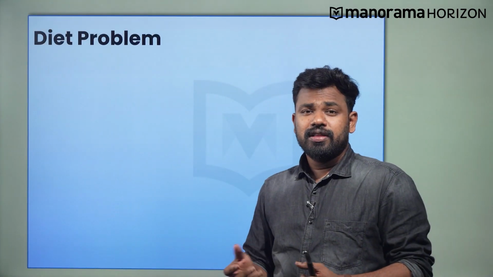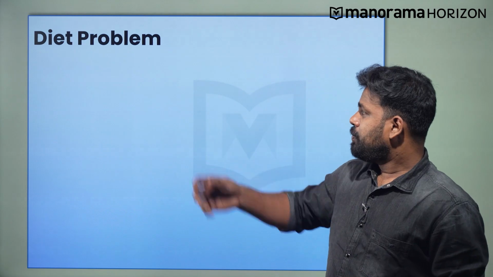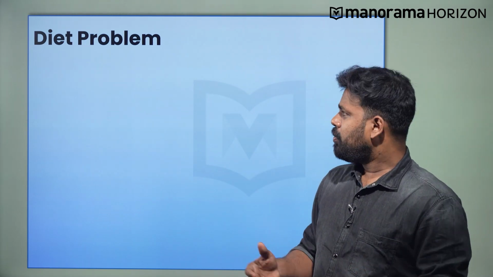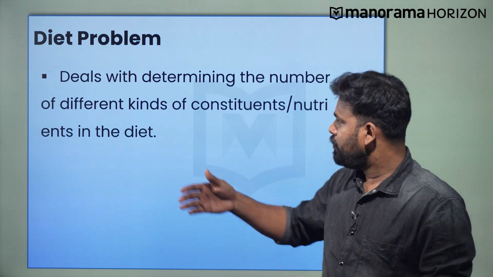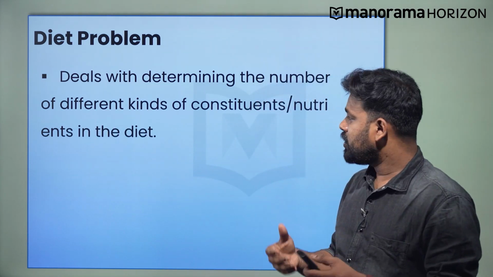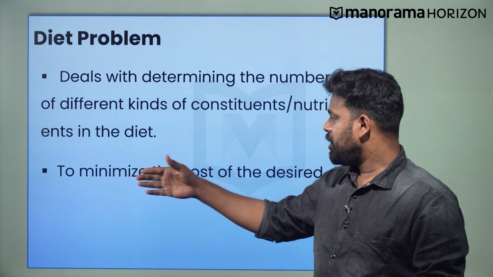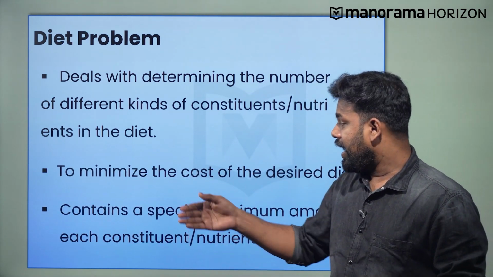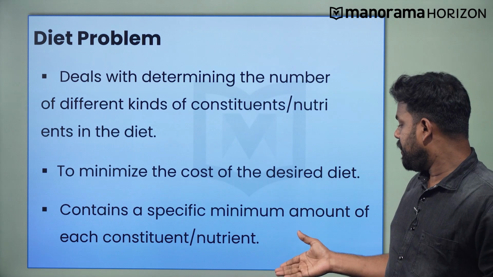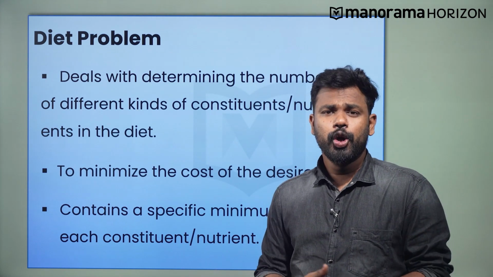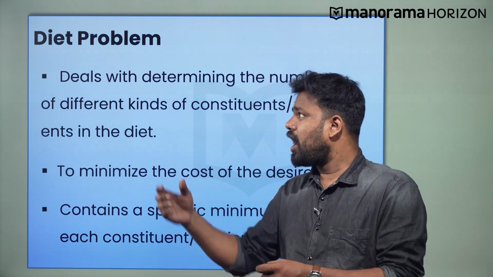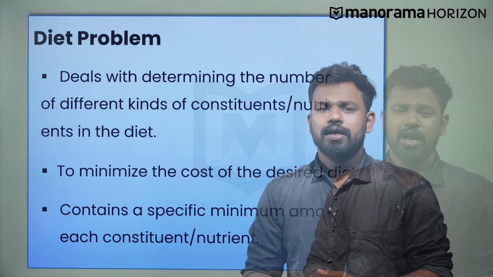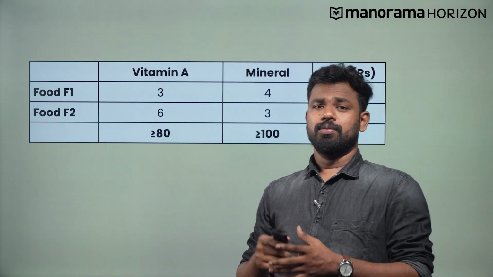So now let's look at the next type of problem, the diet problem. Diet problems mostly deal with determining the number of different kinds of constituents or nutrients in your entire diet, or sometimes minimizing the cost of the desired diet, and sometimes it contains a specific minimum amount of each constituent or nutrient. These will be the different cases when you do diet-based questions. Now let me give you an example to make you understand more clearly.